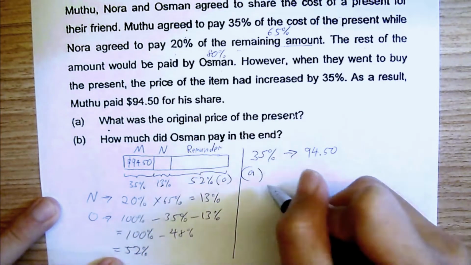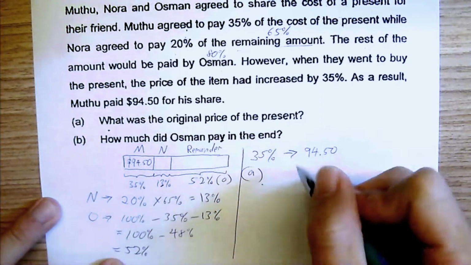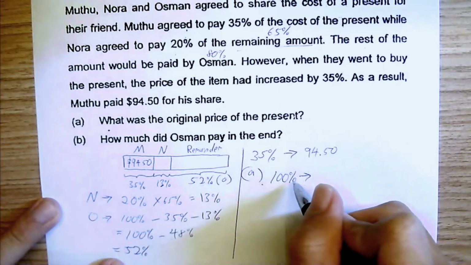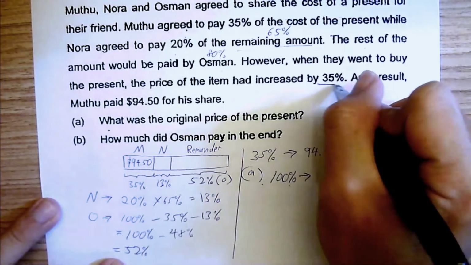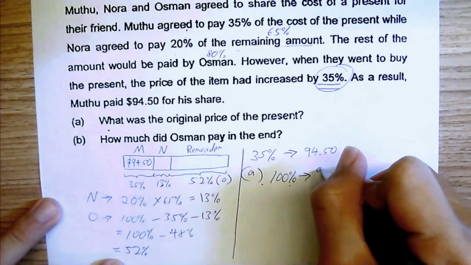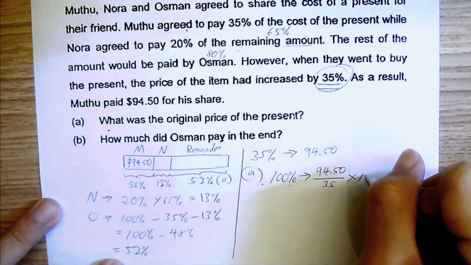The first question, part A. So remember, always going to label. Part A now, what was the original price of the present? I'm going to find out 100% first. And 100% is actually the price of the item after it had increased by 35%. So this 100% will be $94.50 divided by 35 multiplied by 100.